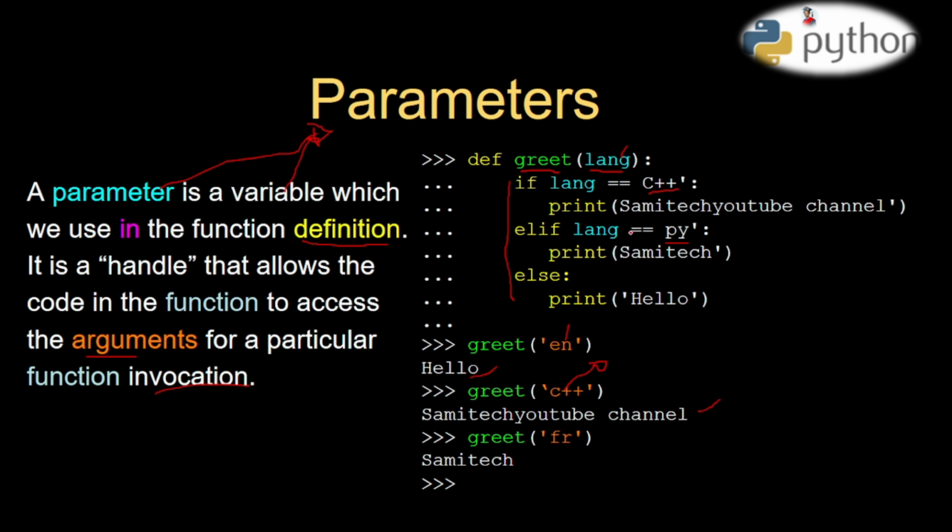Then the last option: fr is equal to C++ no, fr equal to py no, then the last option is, actually this is changed, hello world. The output hello world is displayed here. Only hello, because fr didn't match any value in the condition, so hello is displayed. This is a mistake, sorry.